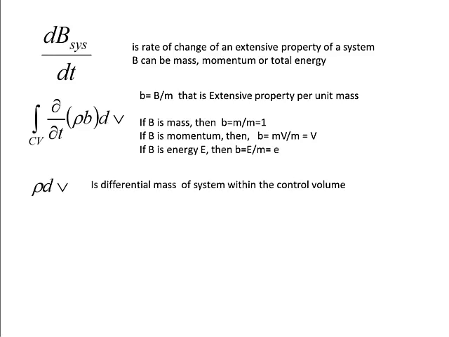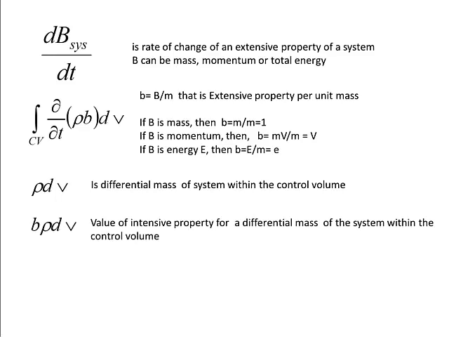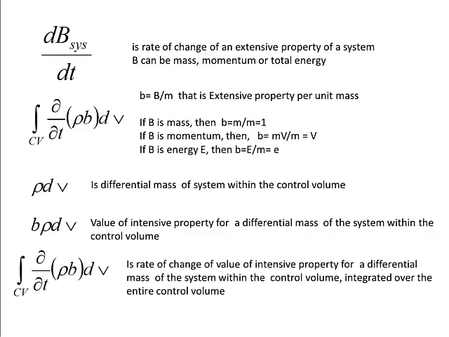Rho dV is the differential mass of the system within the control volume. b rho dV is the value of the intensive property for a differential mass of the system within the control volume. Finally, the first term refers to the rate of change of the value of the intensive property for a differential mass of the system within the control volume, integrated over the entire control volume.